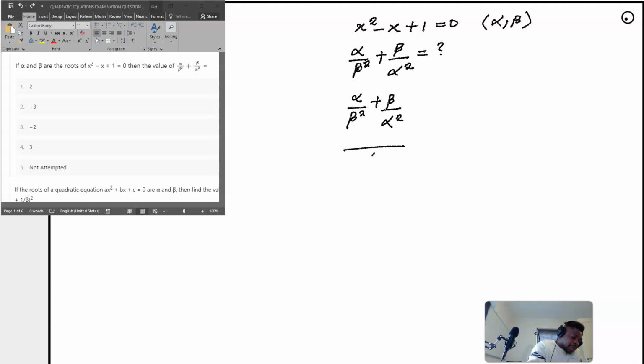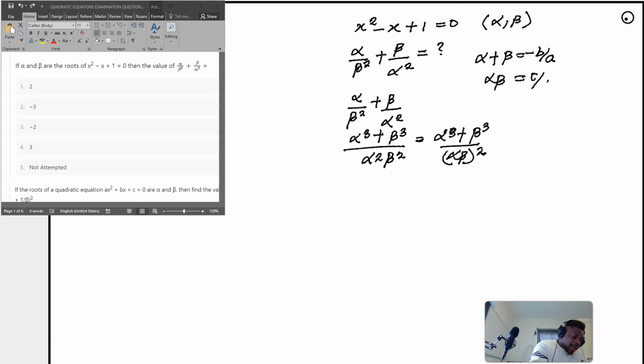So this is alpha squared beta squared in the denominator, and alpha raised to 3 plus beta raised to 3 in the numerator. So this is alpha cubed plus beta cubed, over alpha beta all squared. What we need to recall is that alpha plus beta is minus b over a, and alpha beta is c over a.